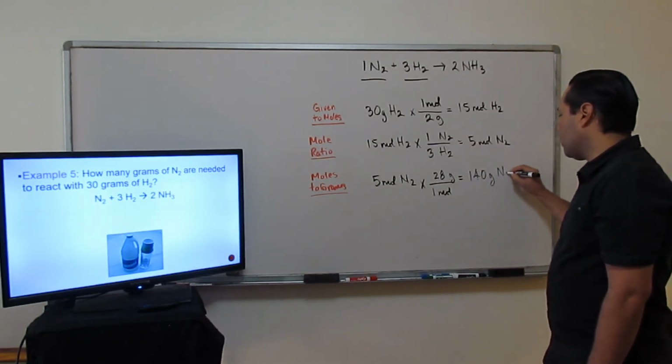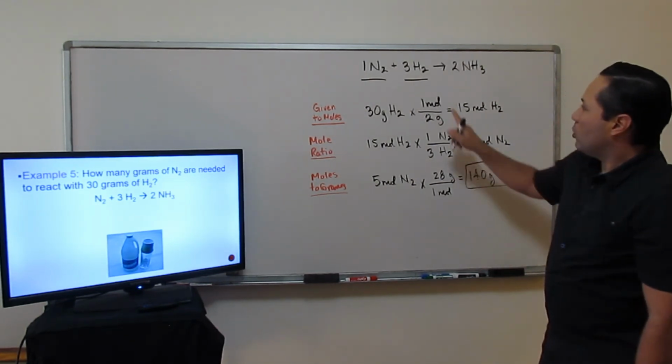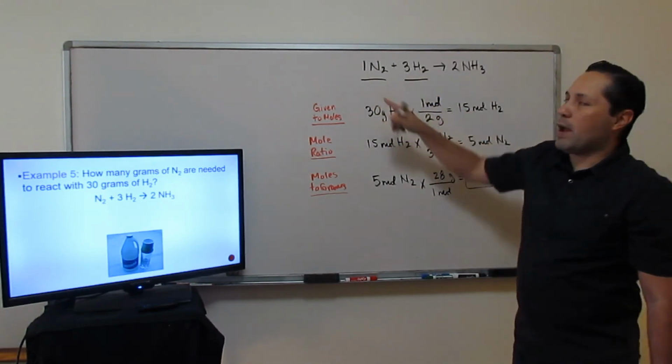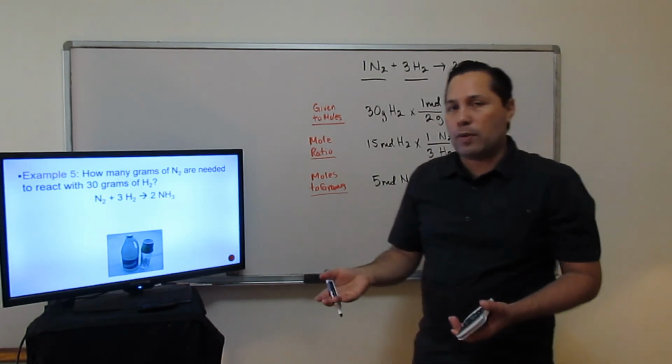140 grams of nitrogen. So for every 30 grams of hydrogen, you would need 140 grams of nitrogen to react so that this reaction can take place.